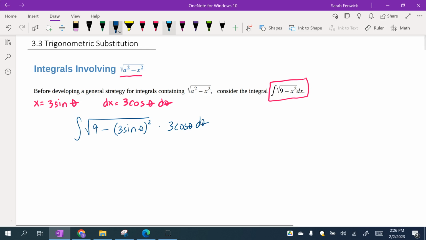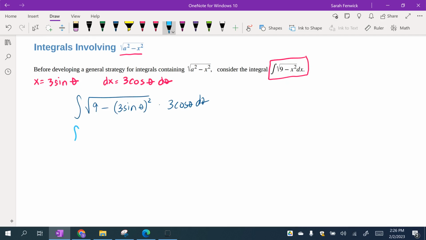Well, if I square my 3 sine theta, I have the integral of the square root of 9 minus 9 sine squared theta times 3 cosine theta d theta. And I know that some of you are following along just fine, and some of you are thinking, I never would have thought of this. Why would I? You don't have to. This is going to be a standard practice for this type of problem. So it's not going to be something that you have to come up with on your own.